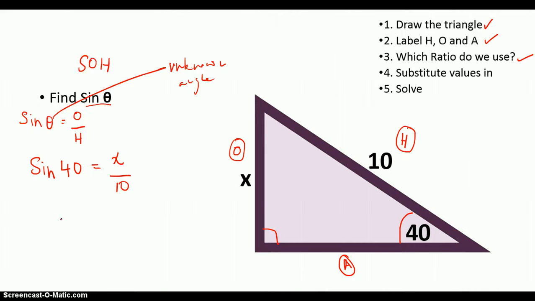From here, we need to solve for x. So the question you have to ask yourself is, what is this 10 doing to this x at the moment? If you think about it, x is being divided by 10. So the opposite of divide by 10 is going to be times 10. So this answer will end up being 10 times sine 40 equals whatever x is. And the value you should get for this is x is equal to 7.45.